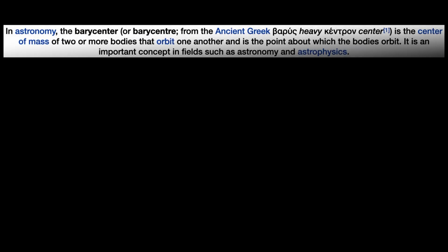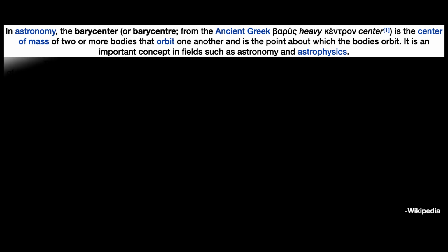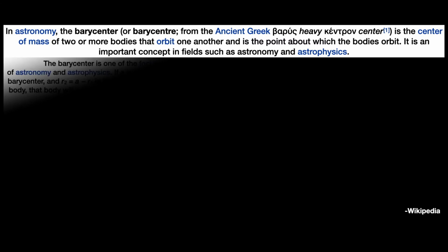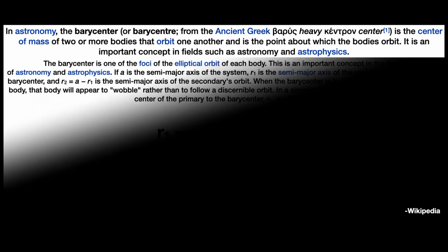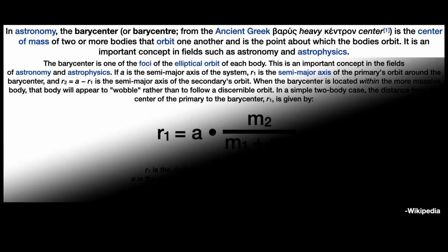Here's the Wikipedia definition. It says, in astronomy, the barycenter, from the ancient Greek, however you pronounce that, is the center of mass of two or more bodies that orbit one another, and is the point about which the bodies orbit. It is an important concept in fields such as astronomy and astrophysics. It goes on to say that the barycenter is one of the foci of the elliptical orbit of each body.